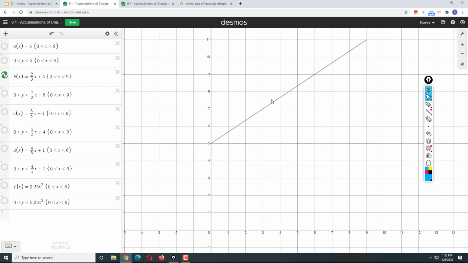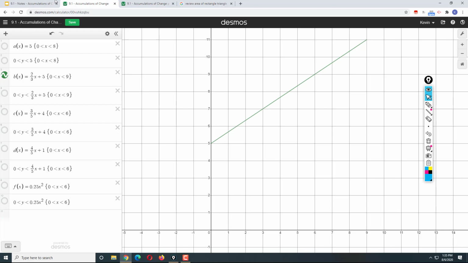Let's graph b of x is equal to 2/3 x plus 5. That's the rate of change. That's how fast Tran is learning new words. So she's learning faster and faster. She's becoming a better student. She's getting faster at learning new words.